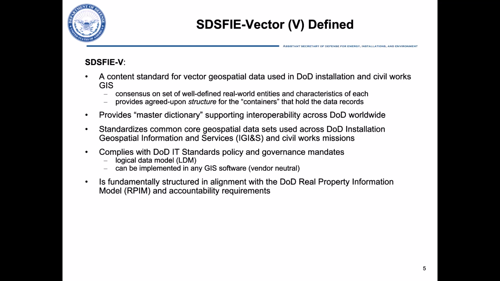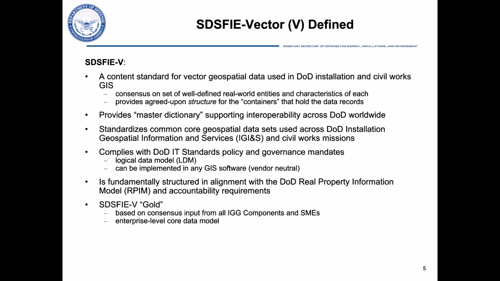SDSFIE-V is fundamentally structured in alignment with the DoD Real Property Information Model, or RPIM, and the Real Property Accountability Requirements. This promotes a core goal of IGINS, which is to provide a geospatial feature type in which key attribute data can be stored for each DoD real property asset. This is important for purposes such as real property accounting and reconciliation, and for maintenance cost forecasting.